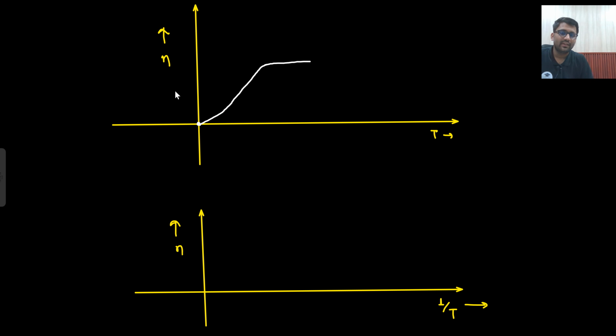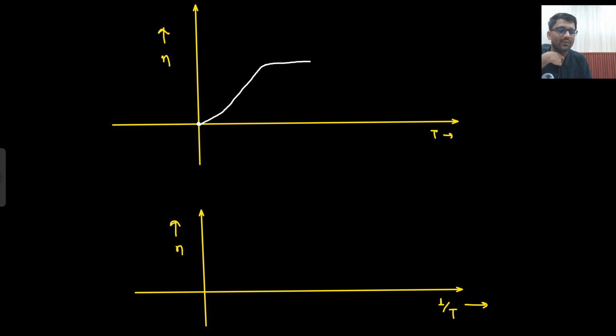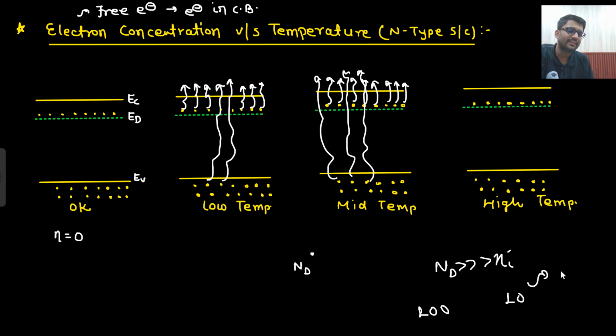Why is it rising fast initially? Because these are being ionized. Nd is a lot more than the intrinsic carrier concentration. I hope you remember that Nd will be much more than the intrinsic carrier concentration. Let's say the intrinsic carrier concentration was 10. So Nd would be somewhere around 100. Those hundred have already reached here. Now out of these 10, let's say 9 have already reached. So 9 plus 1, 10 will come.